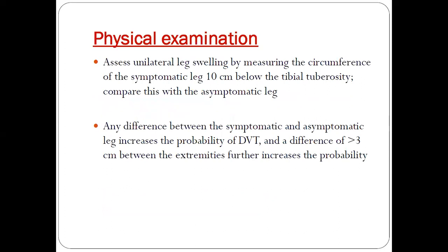Physical examination: assess unilateral leg swelling by measuring the circumference of the symptomatic leg 10 cm below the tibial tuberosity. Complete this with the asymptomatic leg. Any difference between the symptomatic and asymptomatic leg increases the probability of DVT, and a difference of more than 3 cm between the extremities further increases the probability.